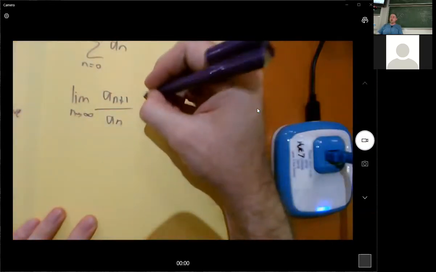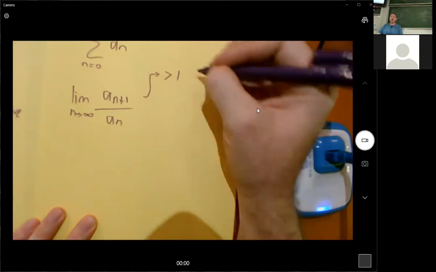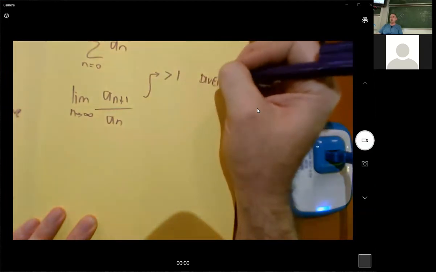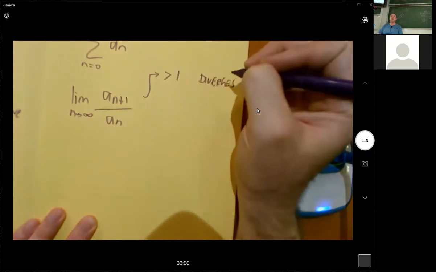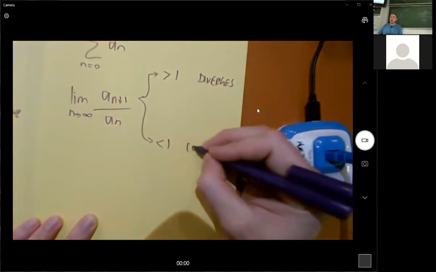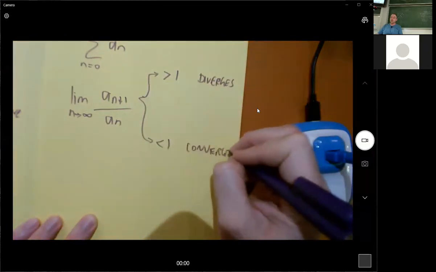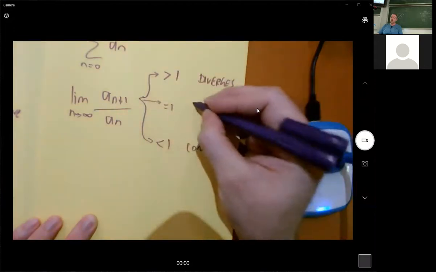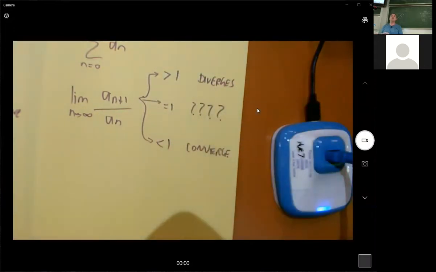And it will either produce an answer or it won't. There are three options. It might produce an answer that's greater than 1, in which case it diverges. Or it might produce no answer at all, in which case it diverges as well. It might produce an answer less than 1, in which case it converges. Or it might produce the answer equals 1, in which case we have no idea, and it could be anything. And that's the ratio test. It's particularly useful for series that have powers and factorials in them.